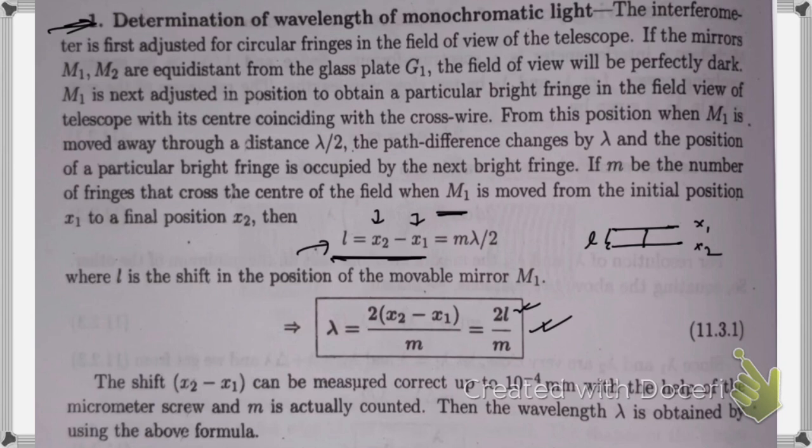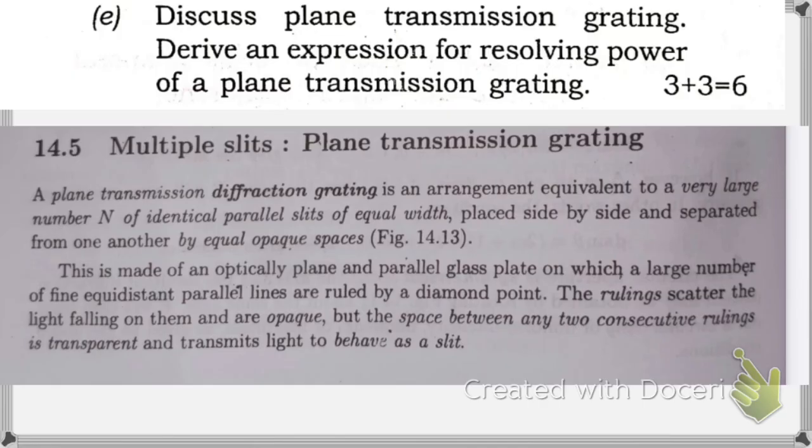So if you know these two positions, then you can obtain the wavelength of that monochromatic light using this expression. Hope you have understood this. Now let me go to the next question.